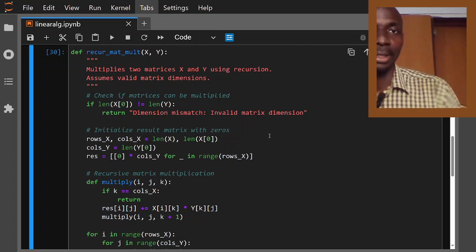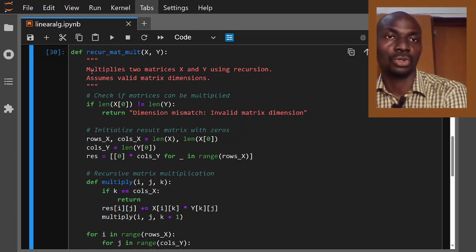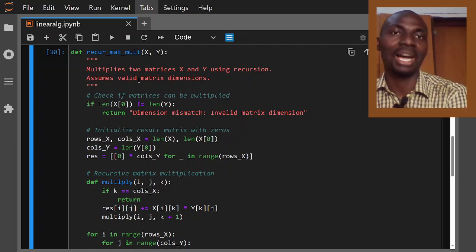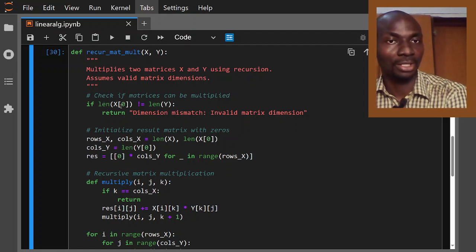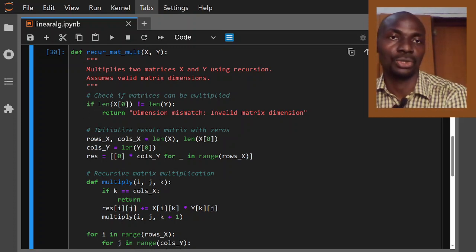Now, here is an implementation of a function. This function multiplies two matrices X and Y using recursion, assumes valid matrix dimensions. Now, matrix multiplication uses the divide and conquer technique. In the first structure here, we check if the matrix can be multiplied by checking the matrix dimensions.